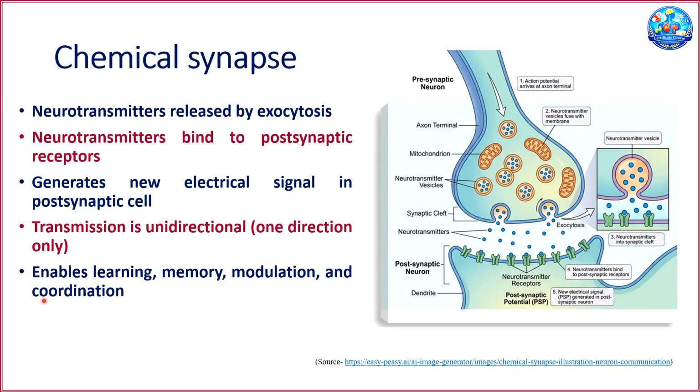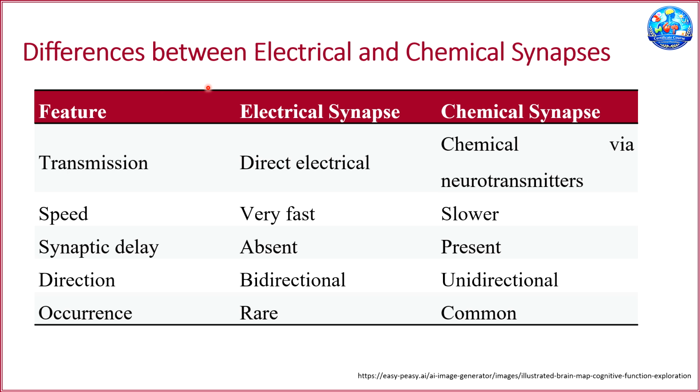Chemical synapses are very much essential for us in activities such as learning, memory, behavior, and even the coordination of activities. Let us summarize the difference between the electrical and chemical synapses.